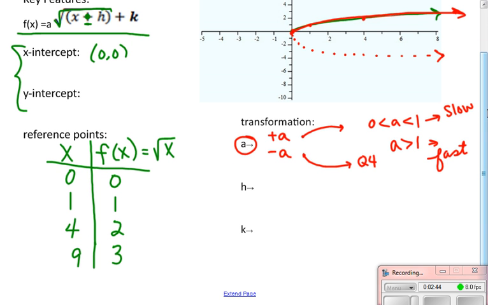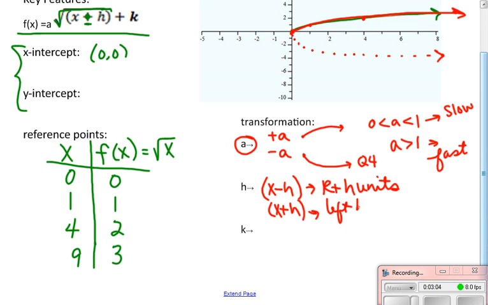Now, this is our typo area. If under that square root sign, we have x minus h, we are going to move right h units, just like we saw with the parabola. If it says x plus h, we are going to move left h units. K is going to be our up and down movement. So a positive k, we go up that many units. A negative k, we'll move down that many units.